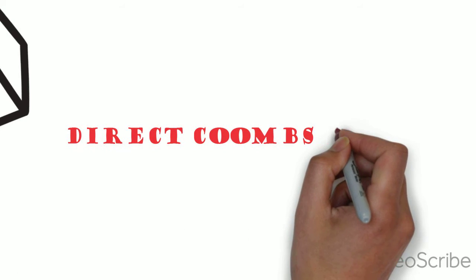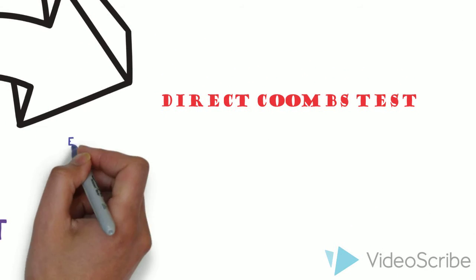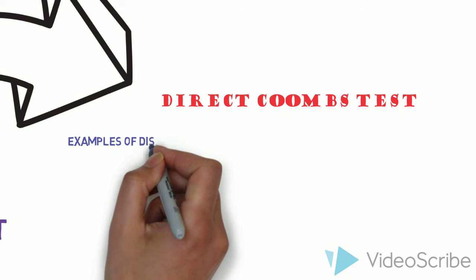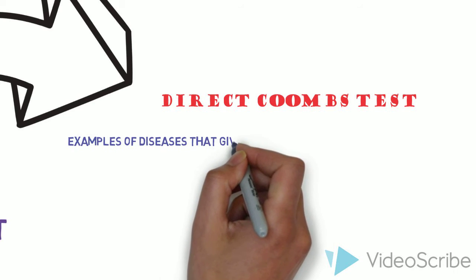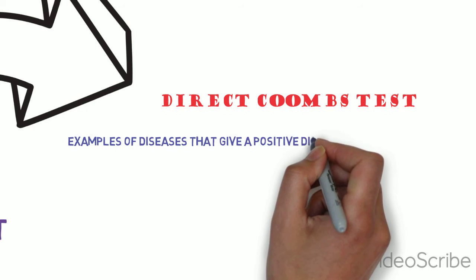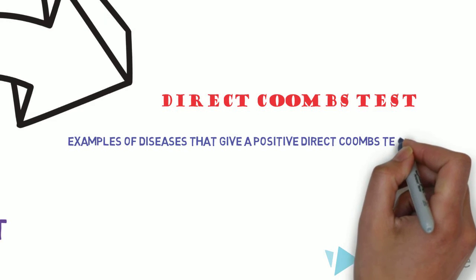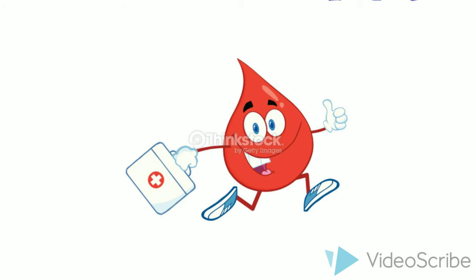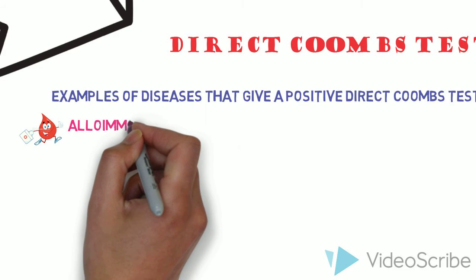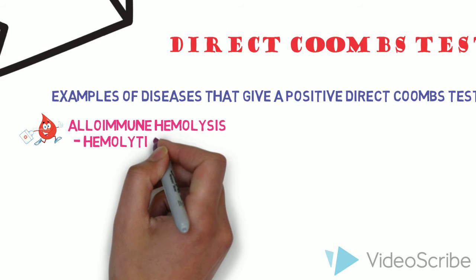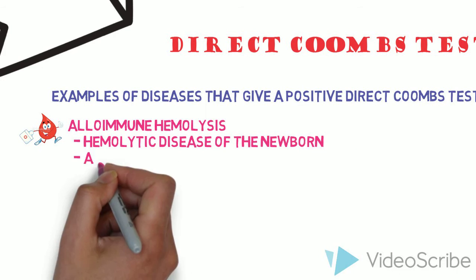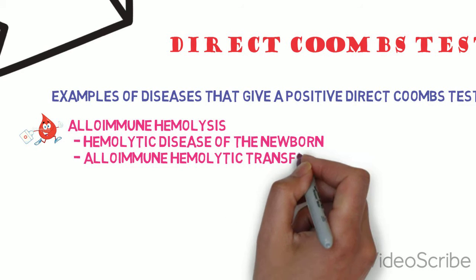Next, we move on to the Coombs test. The first part is the direct Coombs test. Before that, we have to know examples of diseases that give a positive direct Coombs test. The first one is alloimmune hemolysis, which includes hemolytic disease of the newborn and alloimmune hemolytic transfusion reaction.